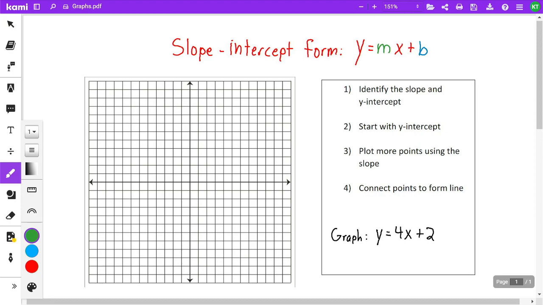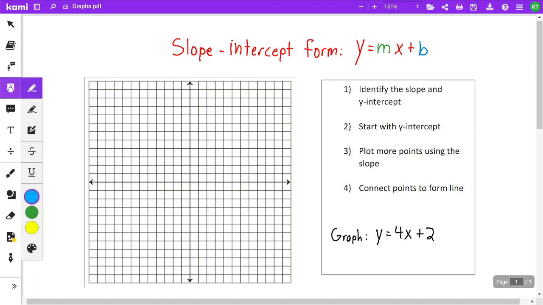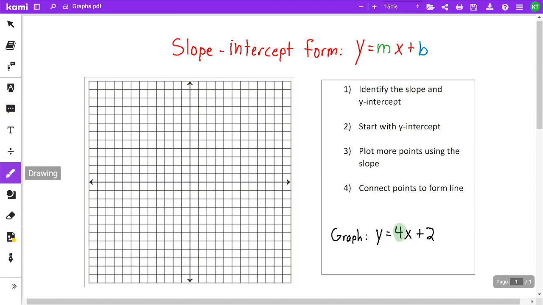Looking at the equation, we see that the slope m goes with the variable x. So in this case, I'm going to highlight that being the 4, and I'm going to write that here as m is equal to 4. Now you can also think about it as 4 over 1 because slope is the rise over the run on a graph. We'll get to that in a second.